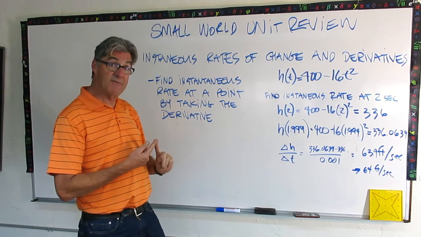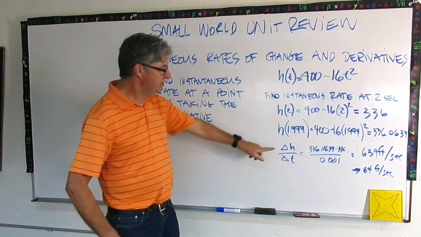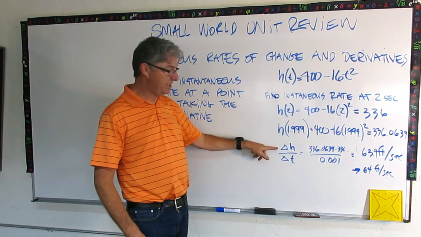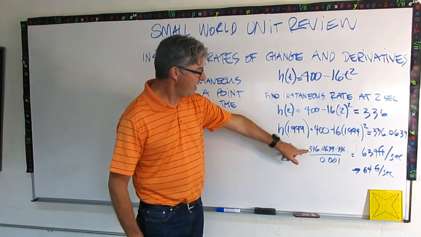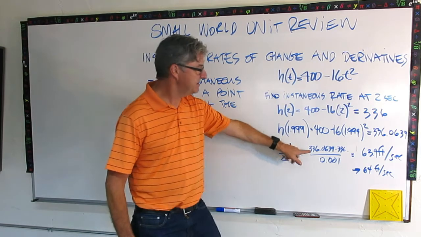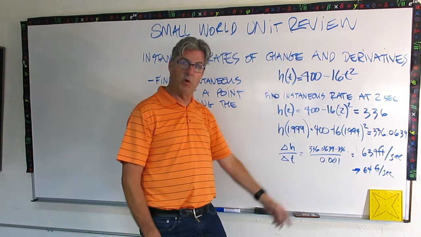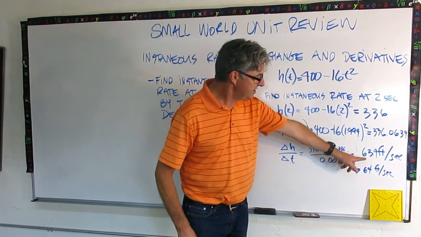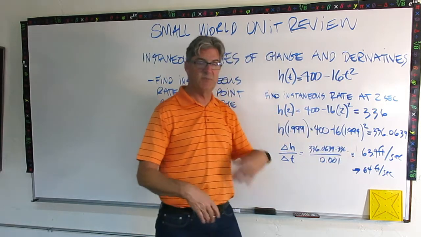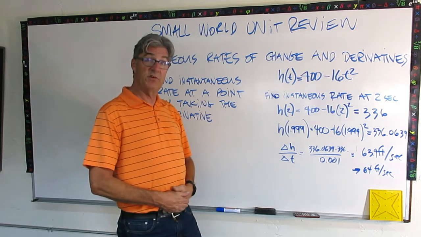Now to find the average speed for this incredibly small piece of time, we just divide the change in height, that's delta height, over the change in time. So I subtracted the height at 1.999 seconds from the height at 2 seconds, and I divided it by the time interval, which is 0.001 seconds. And so what that gives me is 63.9, and it's actually 0.9998, something like that, feet per second.